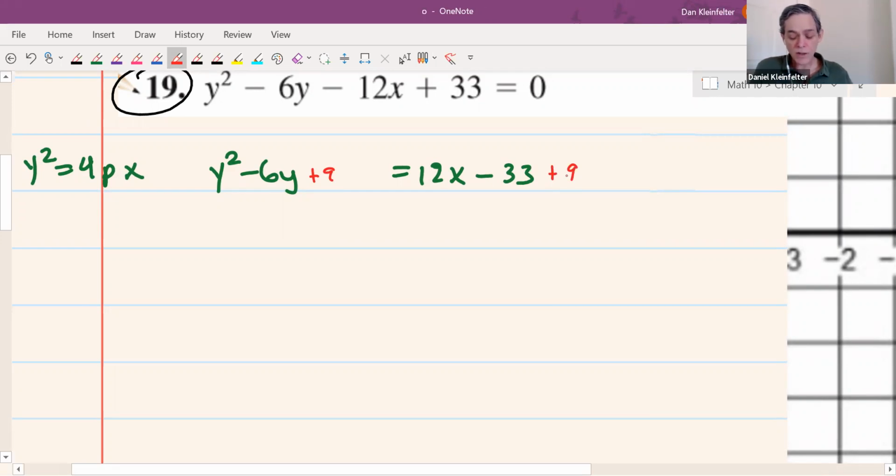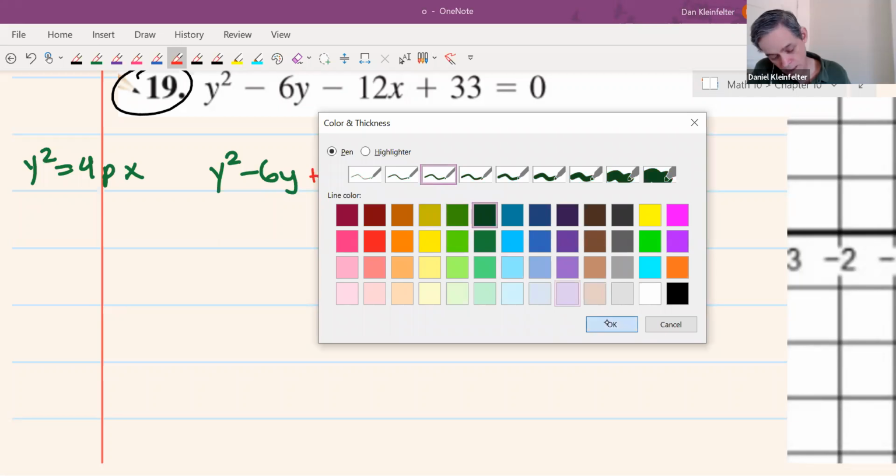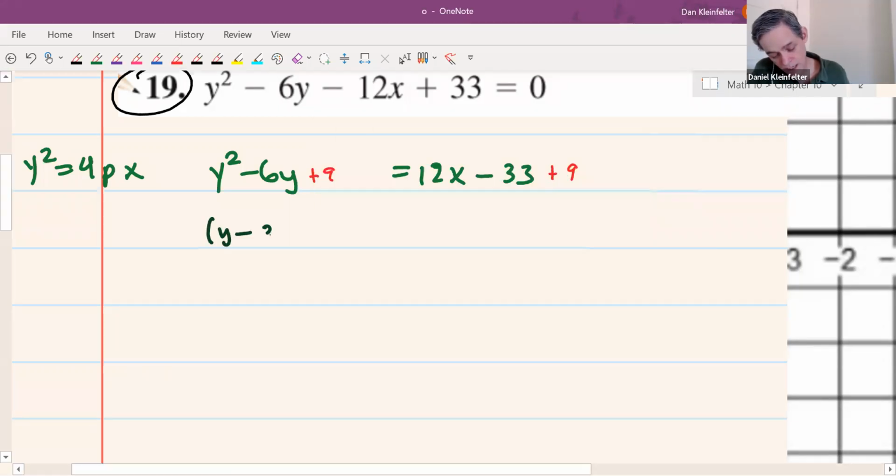Okay, so now we will continue with the factoring on the left side. So we should have y minus 3 squared. And then on the right side, 12x, and then minus 24 on the right side. So we're getting there. So notice that the 12 and 24 both have 4 as a factor. So let me factor out that 4.